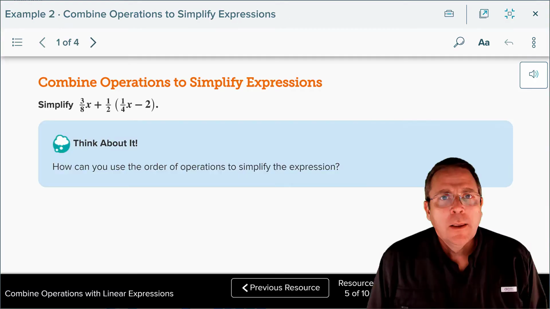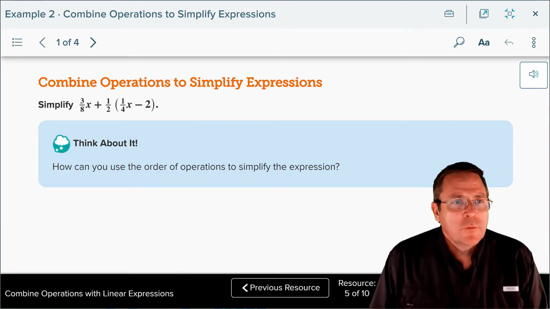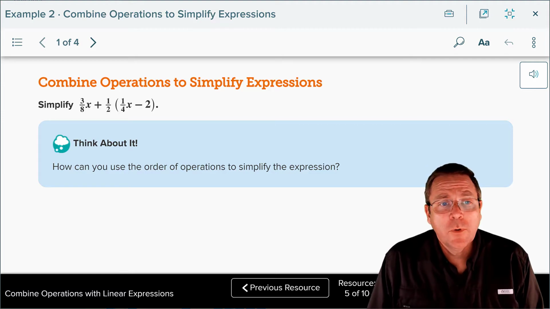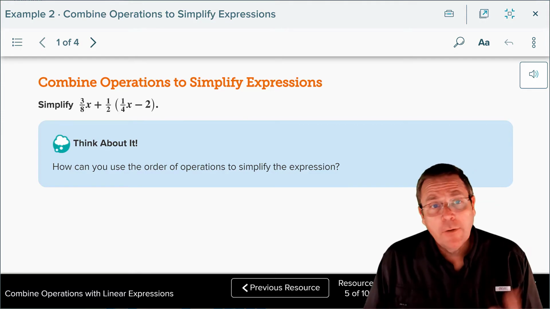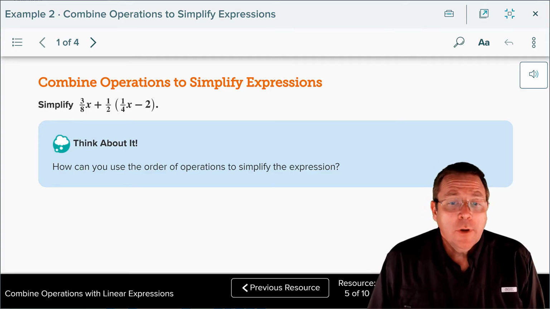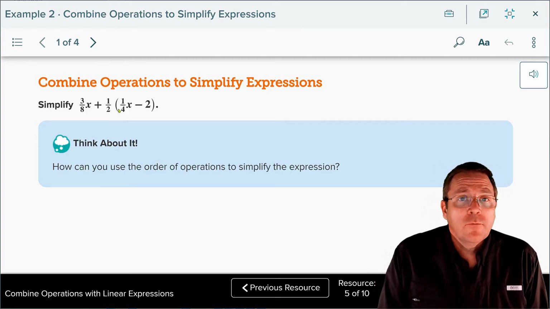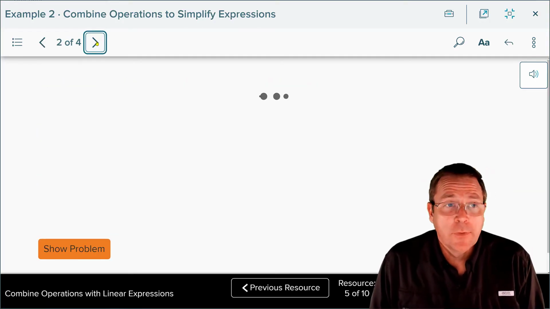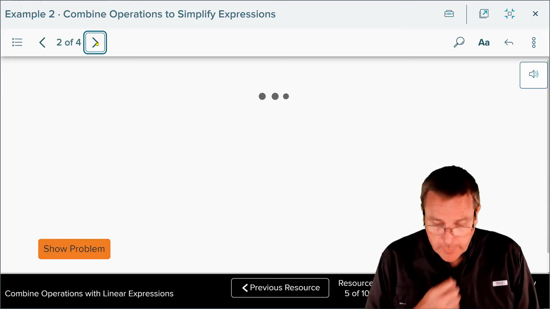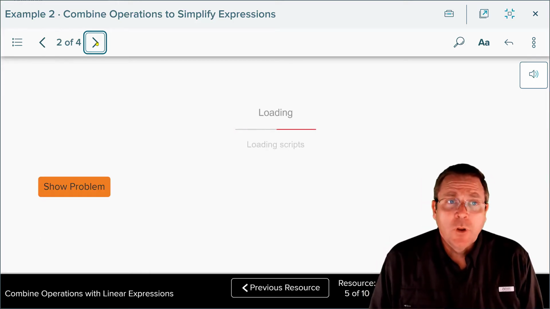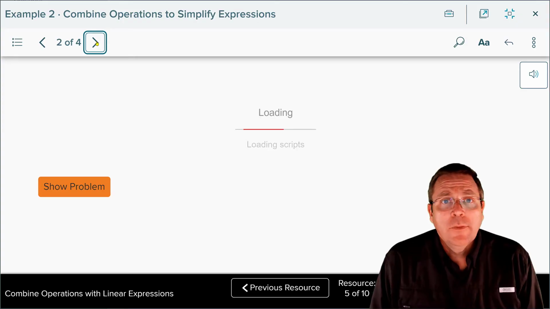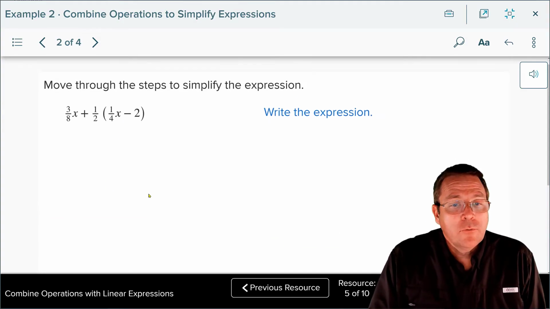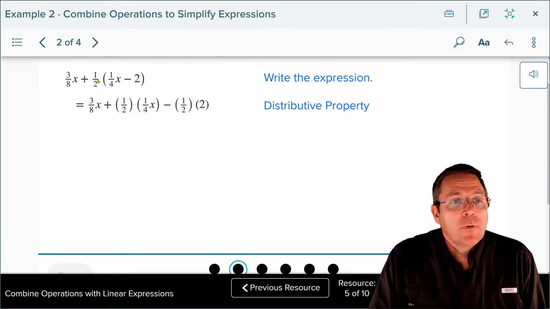Example number 2 gives us 3/8 x plus 1/2 times the difference between 1/4 x and 2. Very similar type of problem. The only difference now really is that it involves fractions, and of course fractions are your friends, so let's get started being friendly with them. We're going to start this one the same way we did the last one, using the distributive property, only this time we're going to have to distribute this 1/2 right here throughout the grouping symbol, and you're going to see that happen right here.